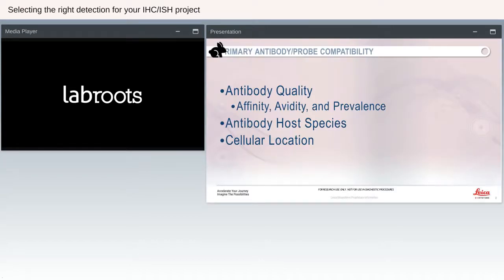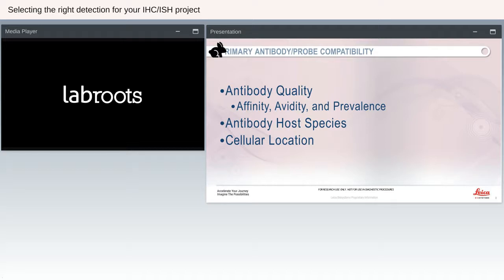So, primary antibody and primary probe compatibility. Primary antibody quality, and when I say quality, I'm talking about things like affinity, which means the specificity for a particular antigen. Avidity is another concept, the strength of the binding to the target, and then prevalence within the tissue. Those are some things to keep in mind when we're talking about antibody quality. There are lots of choices commercially available as far as antibodies. There can be challenges when we've got antibodies that are generated in-house, but quality is certainly a big concern.